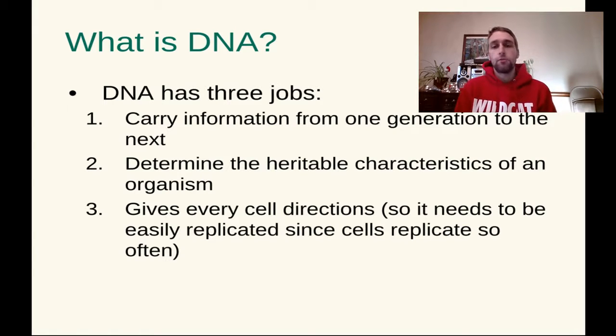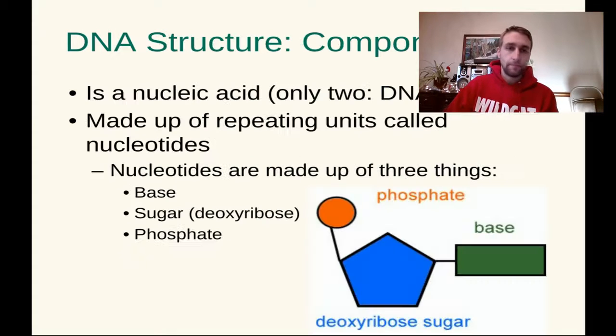Next, determine the heritable characteristics of an organism. So those are all the physical traits, things that you can see, things that you can't see, that are all based on DNA. And then third is give every cell directions or instructions. And that's one of the reasons why we'll need to copy DNA or replicate it, which we'll talk about in another video. But every cell in your body is going to need a copy of this DNA because it's kind of running the show and it has all the instructions that the cell needs to perform its function.